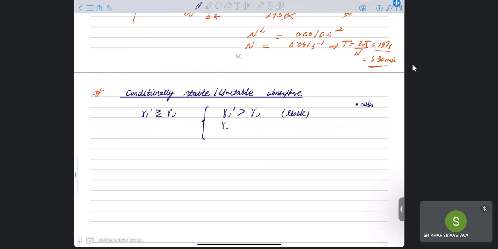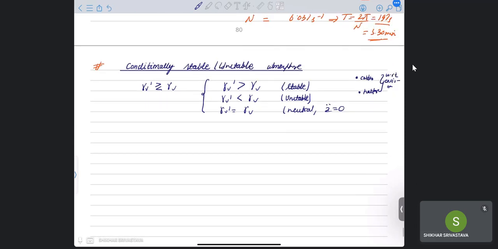Similarly, if the lapse rate of parcel is less than the lapse rate of environment, that means at a given point, the parcel will be hotter than environment. This is with respect to environment. So since the parcel is hotter, that means it will be self-buoyant and it will be unstable. It will keep rising. If you just push it in the upward direction, it will keep rising. And if both are equal, that means there will be no oscillation. Z double dot will be equal to 0. No vertical acceleration. Okay.